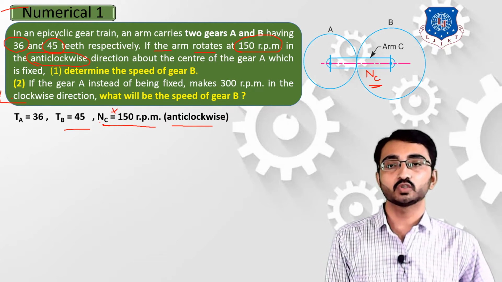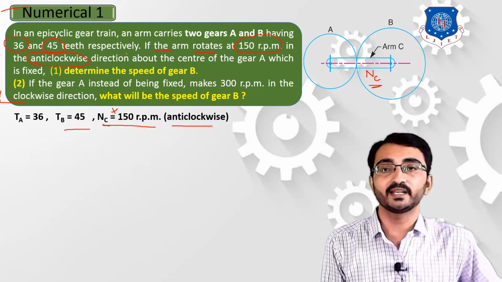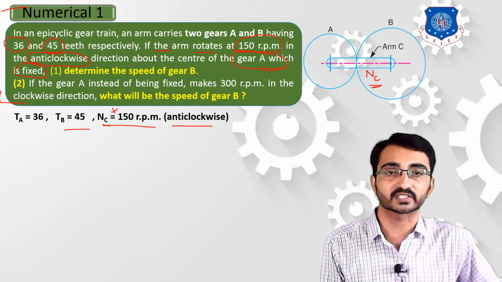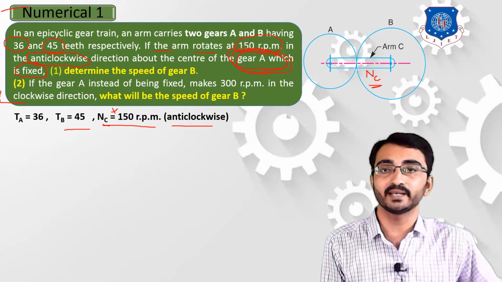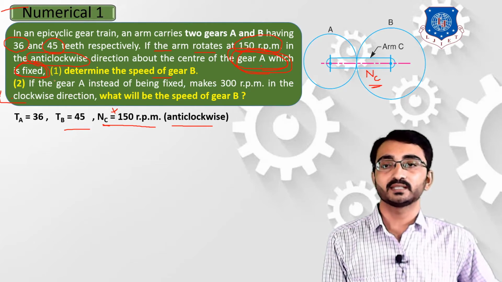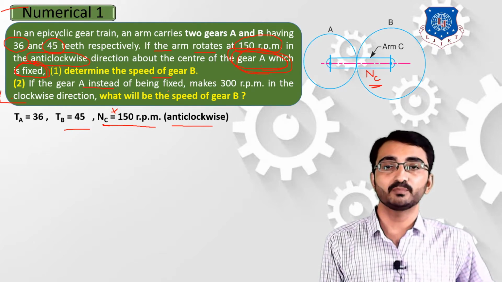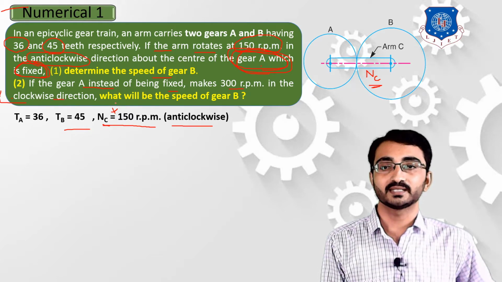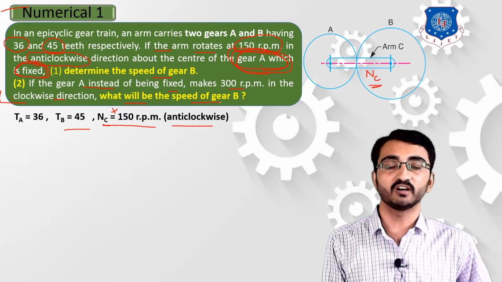Now to solve this numerical, what do we have to find out? They have asked about the center of gear A, which is fixed. So the first condition is that gear A is fixed, and we have to determine the speed of gear B. The second condition is that if gear A, instead of being fixed, is making 300 RPM in clockwise direction, then again we have to find out the speed of gear B.